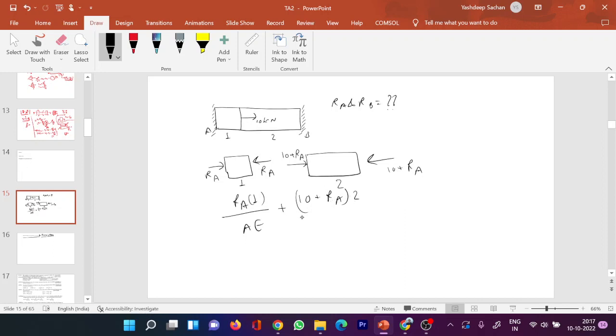So PL by AE would be 0. But here it should be the minus, right? Because here compression is there. Here, both are compression I have put. So RA and this value will automatically take care of that. No worry. RA plus RB would be 10.